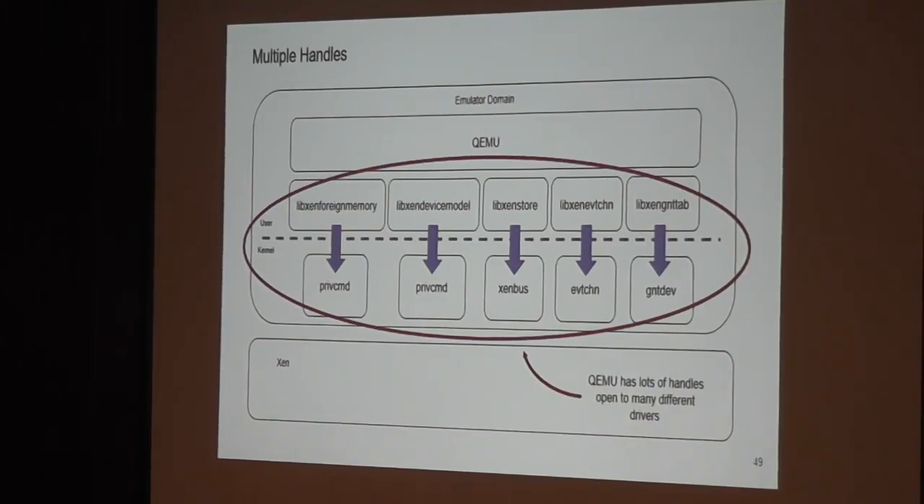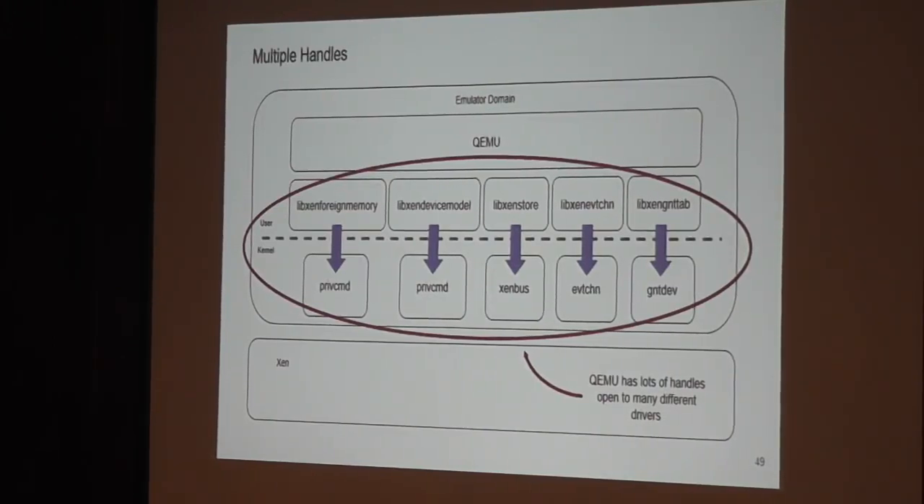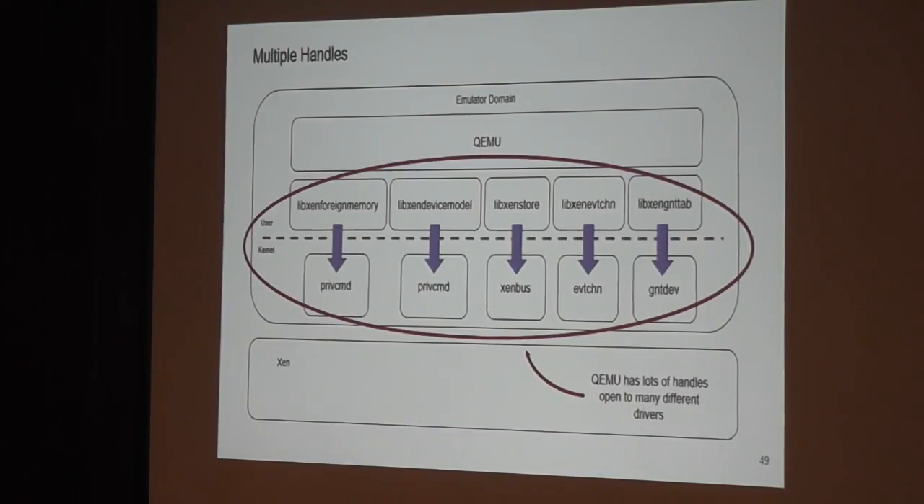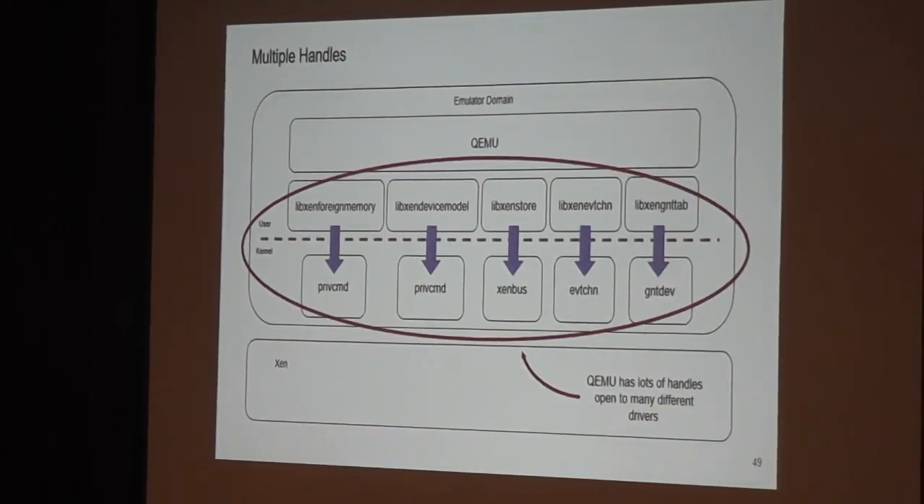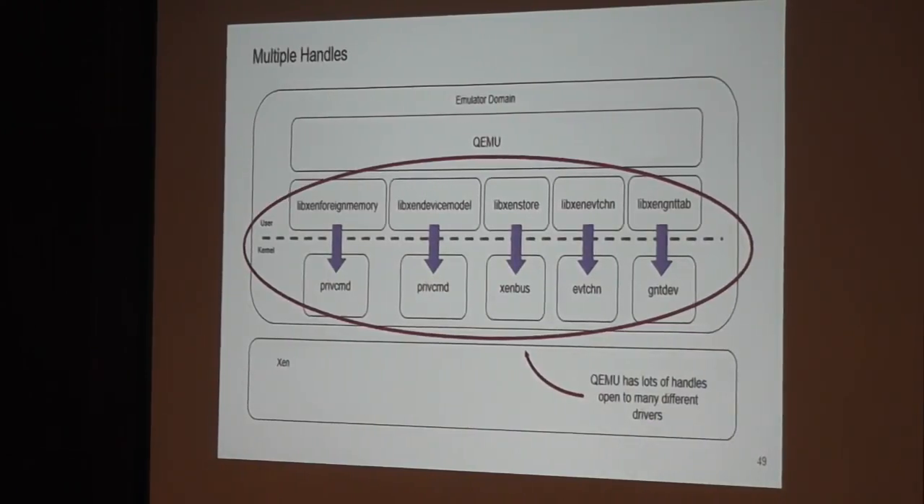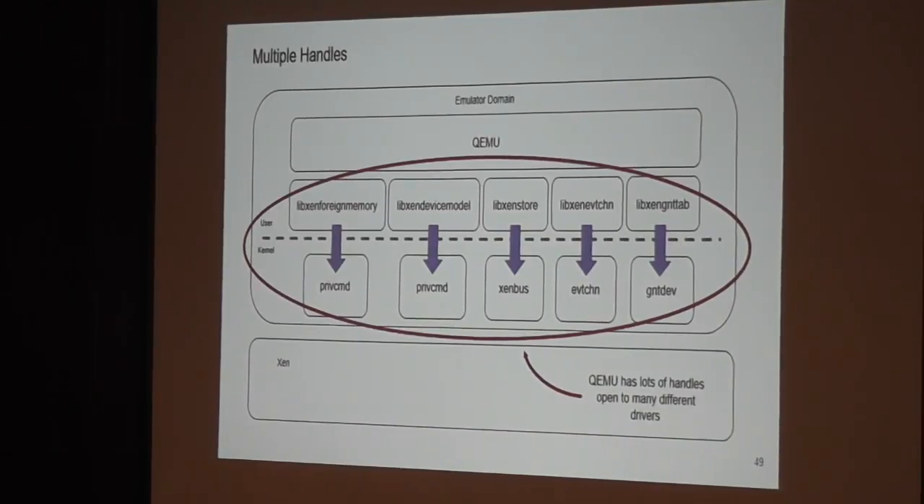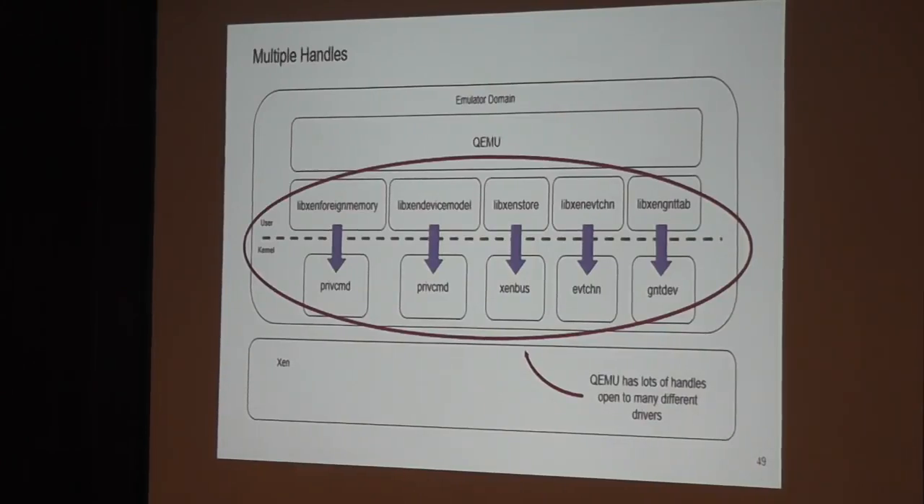But there's a slight problem with restricting memory handles in QEMU, and that's there's a lot of them. So when QEMU opens Xen APIs, you can see there's foreign memory, device model, store, event channel, printer. All these things are separate handles. Some of them, like the two on the left, go to privcmd. Some have their own dedicated drivers, like xenbus, event channel, evtchn. But QEMU has a lot of handles, and how do we go about restricting them all? It would be a lot of code change to just do that on an ad hoc basis.